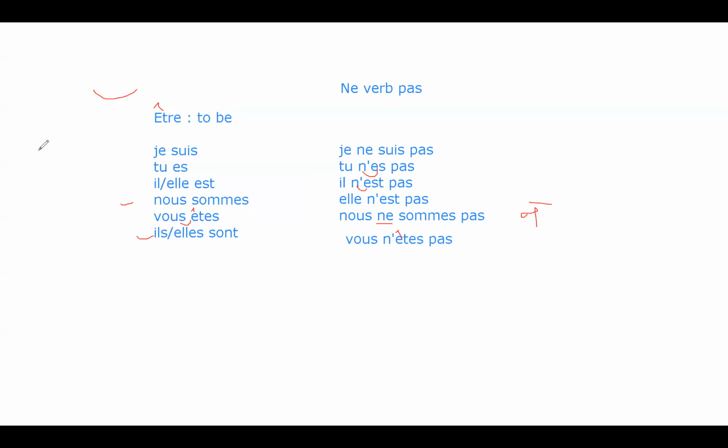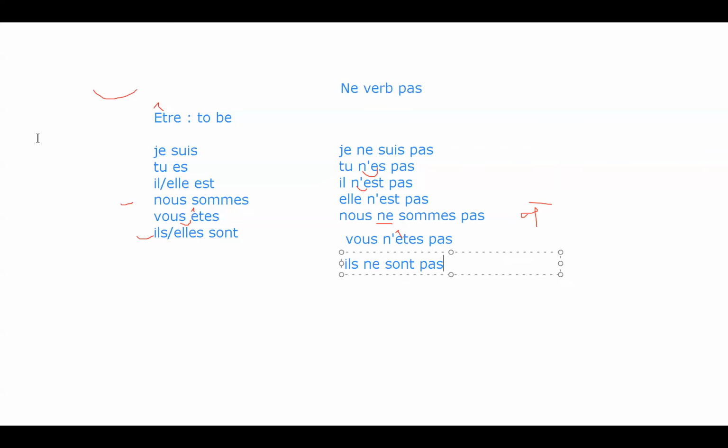Clear? Right? Now, in case of plural, ils, they are not. How will you say they are not? Ils ne sont pas. Correct. Ils ne sont pas means they are not. Or in case of a group of girls, elles ne sont pas.